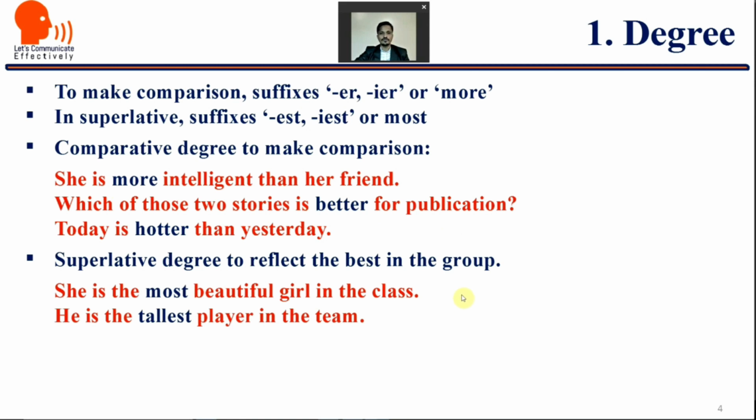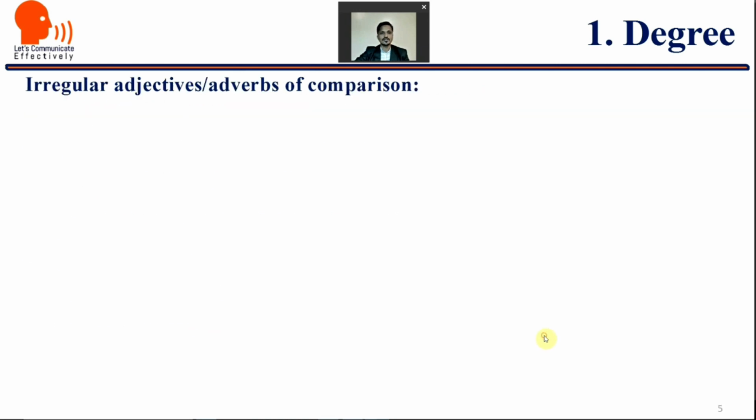Superlative degree to reflect the best in the group, like she is the most beautiful girl in the class. So she is compared with all the girls in the class, and she is assigned the most beautiful girl. That's why the most beautiful. He is the tallest player in the team. Out of all team members, he is the tallest person. Then we use superlative.